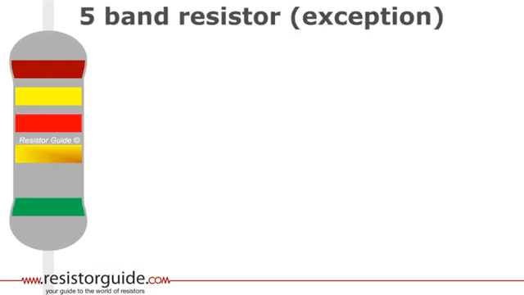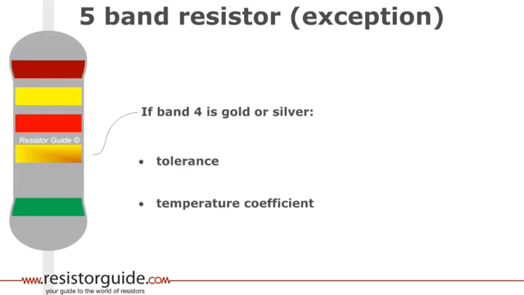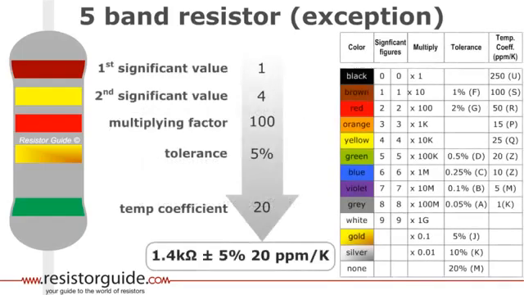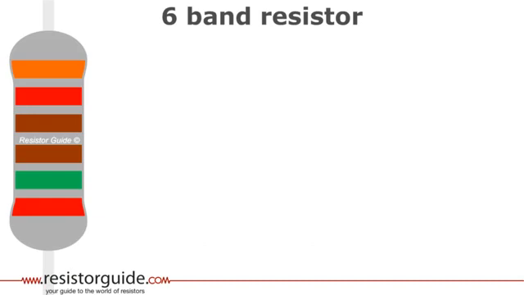An exception to this is the 5-band resistor with a 4th band of gold or silver. In this case, the 4th band represents the tolerance and the 5th band the temperature coefficient of resistance. Using the chart, we see that this resistor has a resistance of 1.4 kiloohms with a tolerance of 5% and a temperature coefficient of 20 parts per million per Kelvin. It is always a good practice to check the specifications of the manufacturer for any special rules to read the code. Even resistors with 6 bands exist.